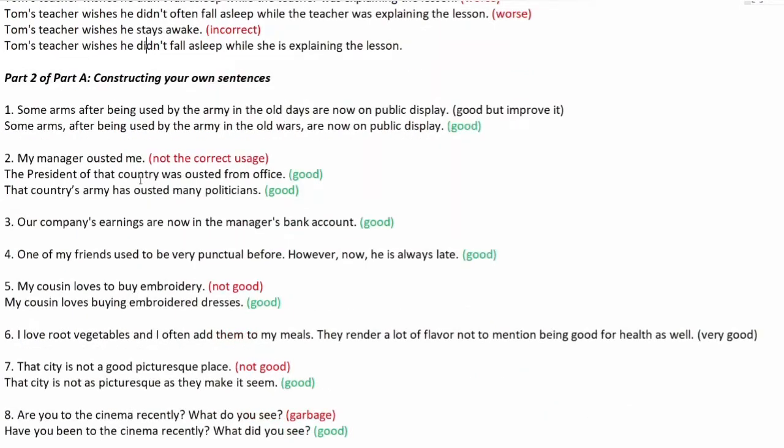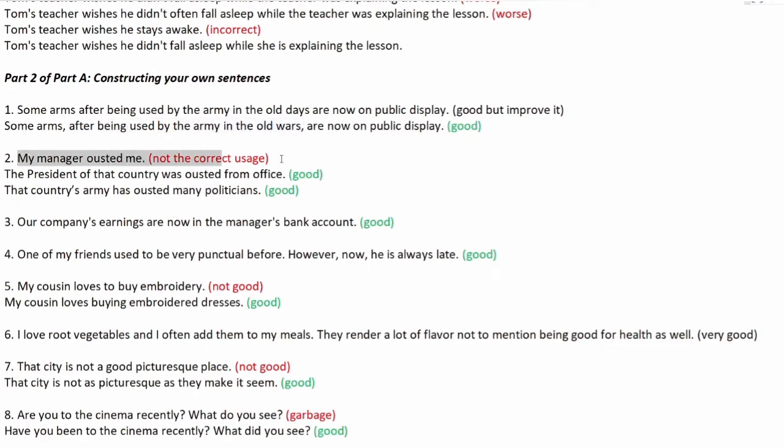Okay, now let's look at some of your sentences. Some arms, after being used by the army in the old days, are now on public display. Yeah, it's good, but improve it a bit and add some punctuation. Some arms, comma, after being used by the army in the old wars, comma, are now on public display. So that's how you construct a sentence. Some arms are now on public display. And if you have to insert more information, you have to add commas and then it is grammatically correct.